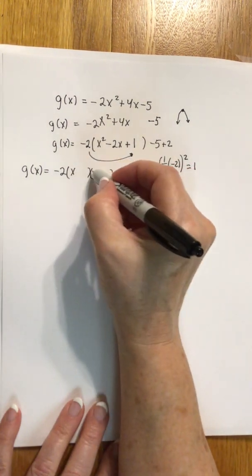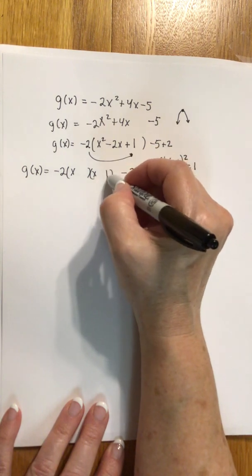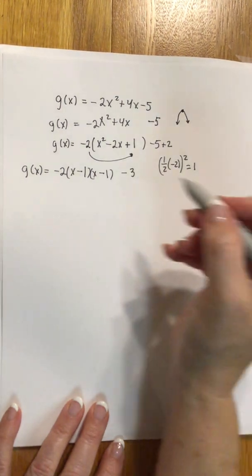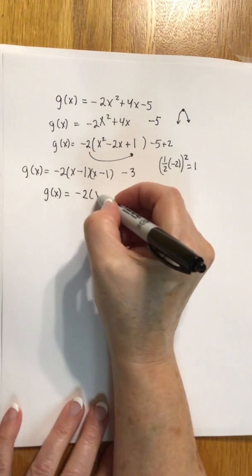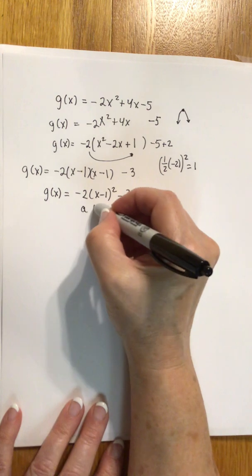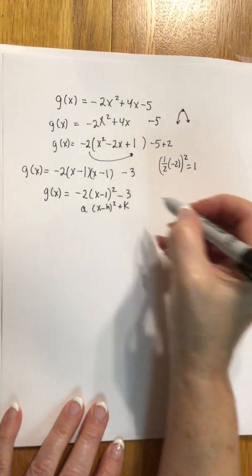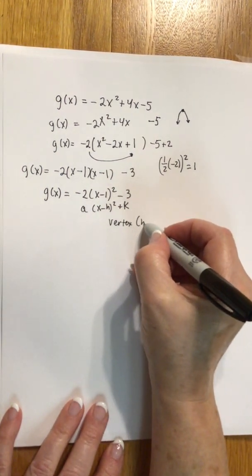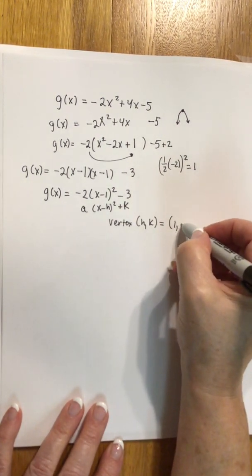So I get x and x to be x squared. Factors of 1 that add to be 2. 1 times 1. Negative 2 makes us negative 1 and negative 1. So my standard form, g of x equals negative 2 times x minus 1 squared minus 3. a times x minus h squared plus k. So my vertex, using this form, is going to be h and k. So my h is going to be 1, and my k is negative 3.